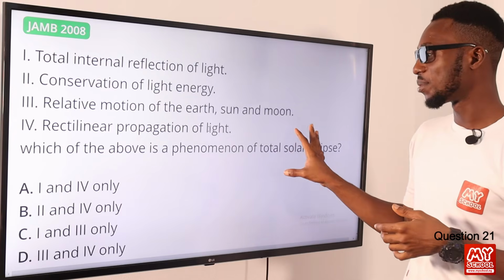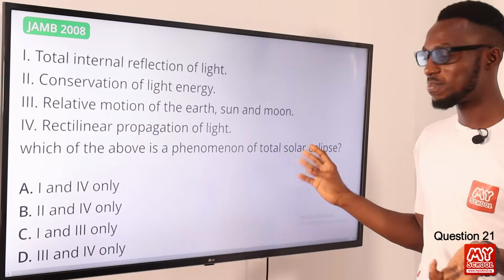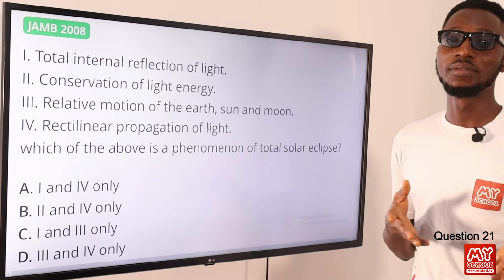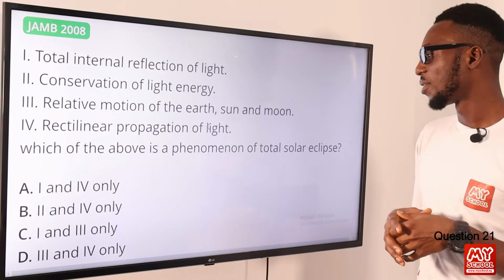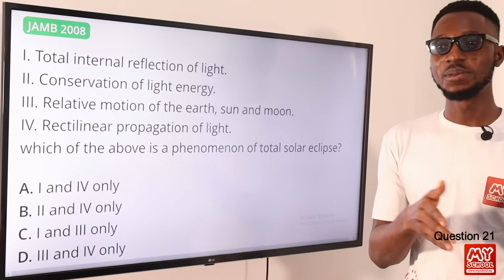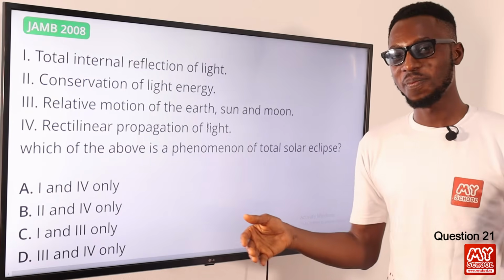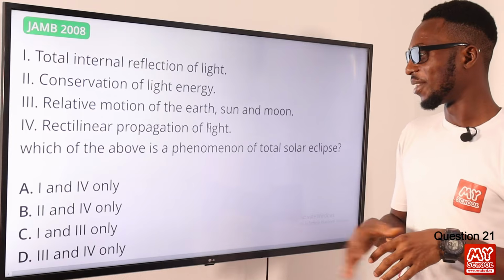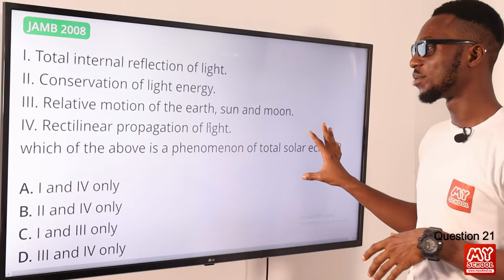Then we have eclipse. There is eclipse of the sun, which is solar eclipse, and eclipse of the moon, that is lunar eclipse. Eclipse of the sun, or solar eclipse, is when the moon comes between the earth and the sun, the source of light. So this is one phenomenon that you can attach to this concept.